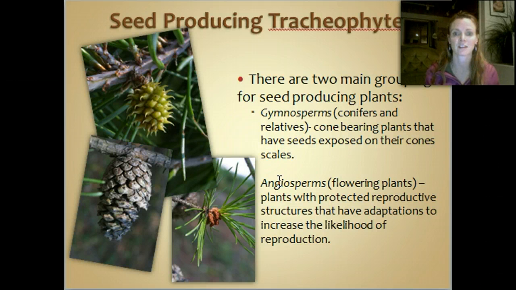Those have a protective reproductive structure within the flowers. Okay, they also have adaptations to increase the likelihood of reproduction. So two different types of seed-producing plants, the gymnosperms and the angiosperms.